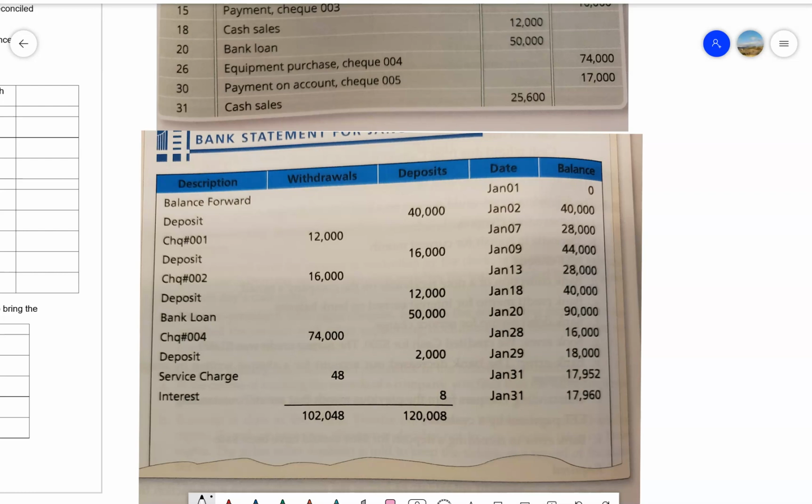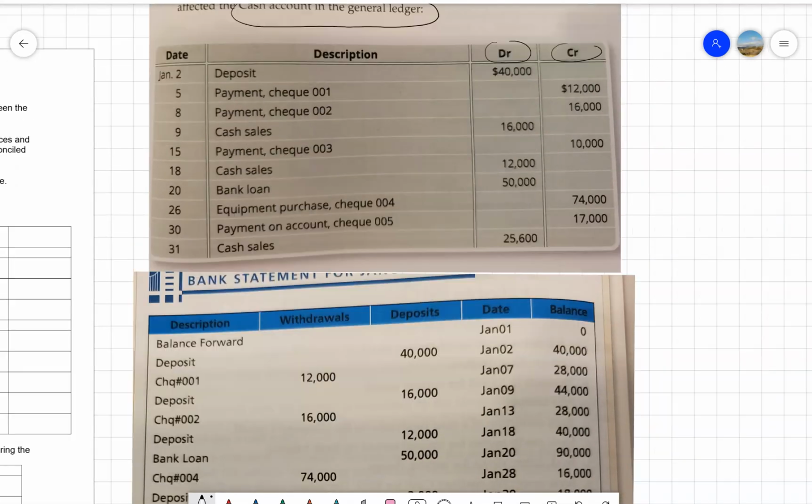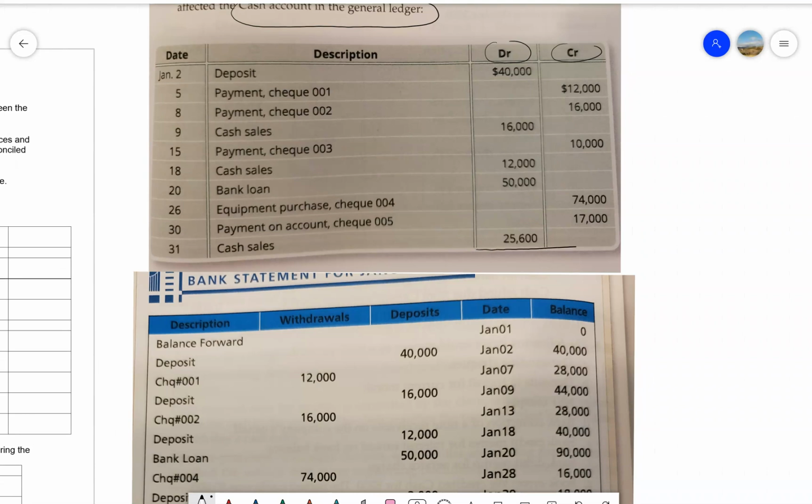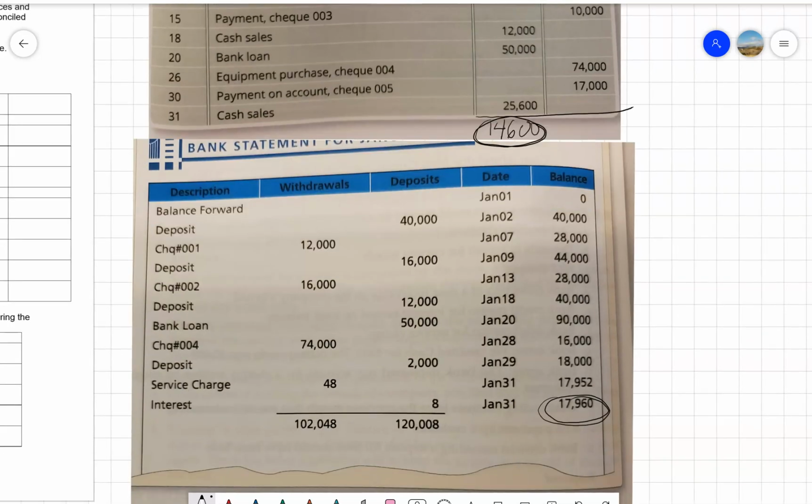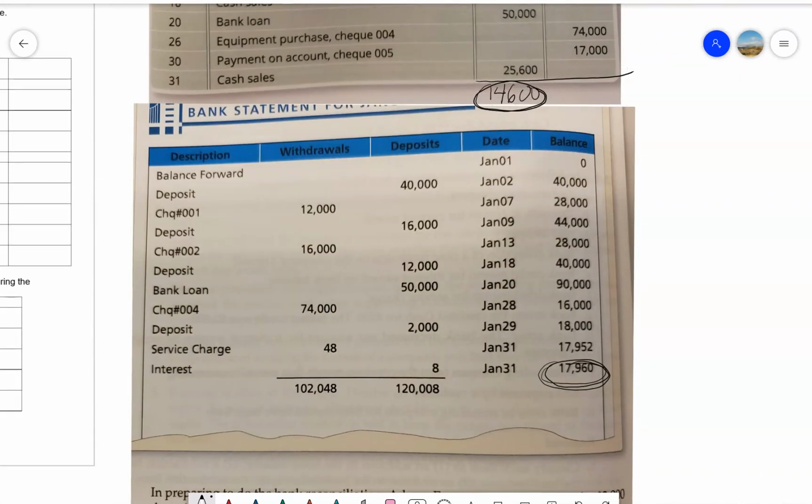We know that the bank statement at the end of the month has a balance of $17,960. For the cash general ledger, they actually don't have a balance, but if you add up the debits and minus the credits, you'll see that the balance at the end of the month is $14,600. So the balance in the cash general ledger is $14,600, and that's different from the bank statement of $17,960.